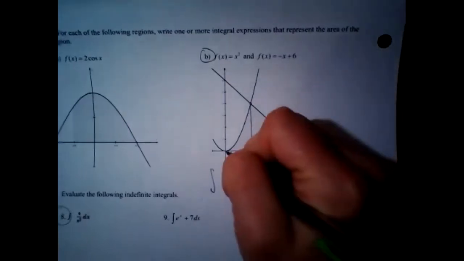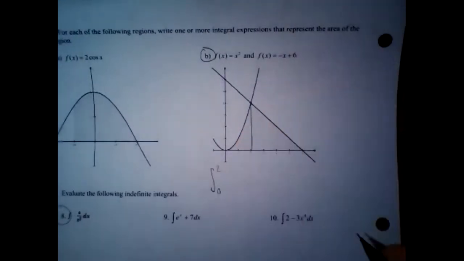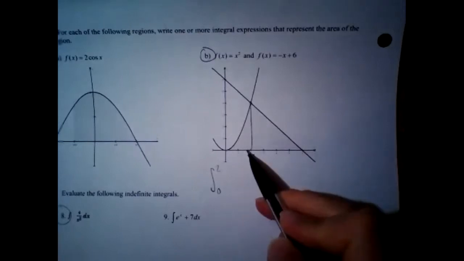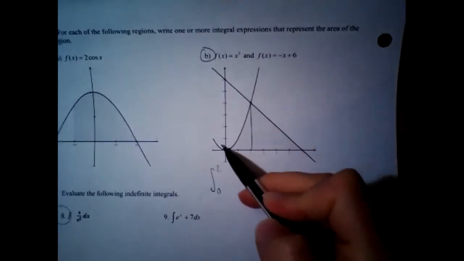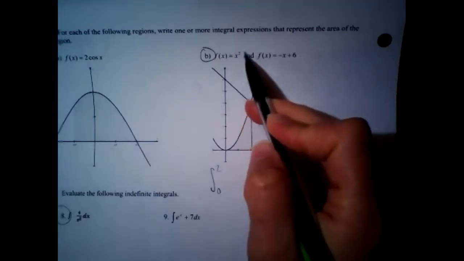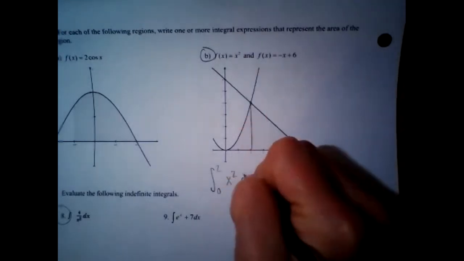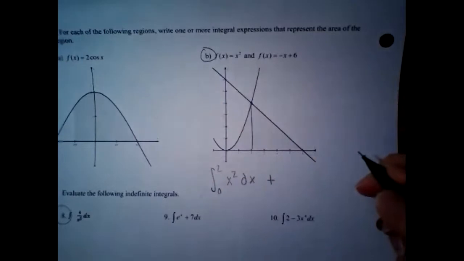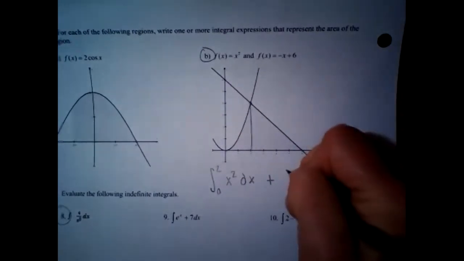Good, perfect, nice job, 0 to 2. So from here to here, 0 to 2. And we are underneath the parabola for that one, which is the x squared. So x squared dx. Plus, and then we're going to do the second one.